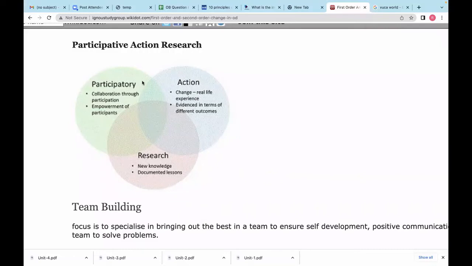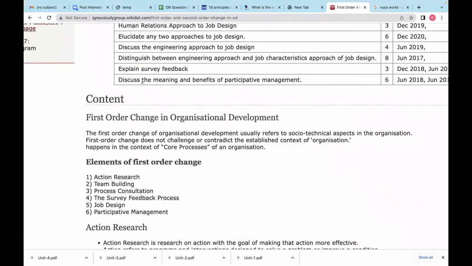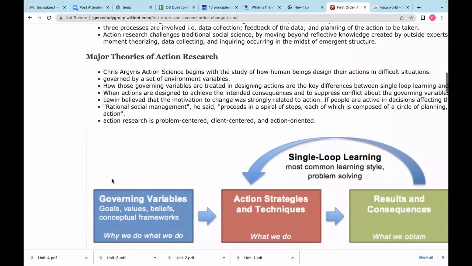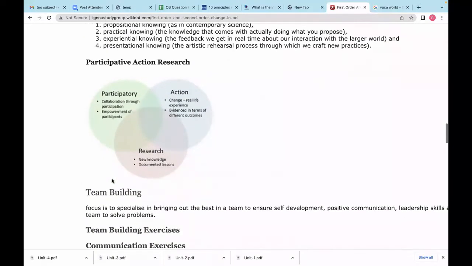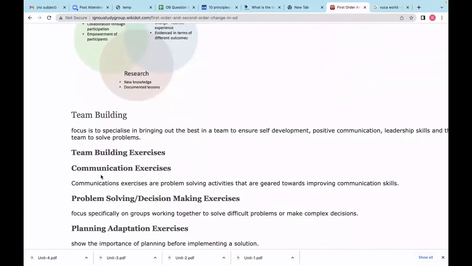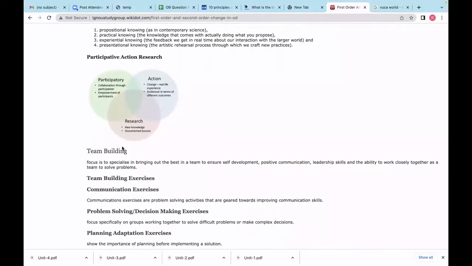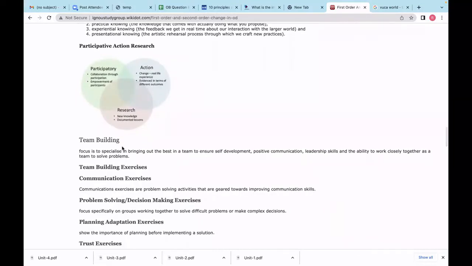So we talked about single loop learning, double loop learning. We talked about Lewin's process of change. We talked about cooperative inquiry. In that, we talked about four knowledge knowings, and we talked about participative action research. Now we are going into team building. In this entire unit, there are two difficult blocks. One is this action research. The other is job design. The rest is easy, and you can actually write a lot as far as these things are concerned. But anyway, we are going to go through them.